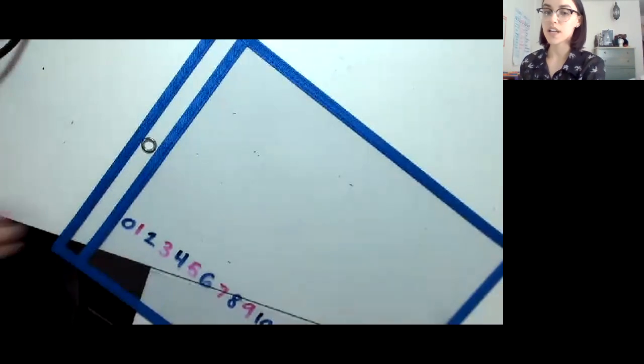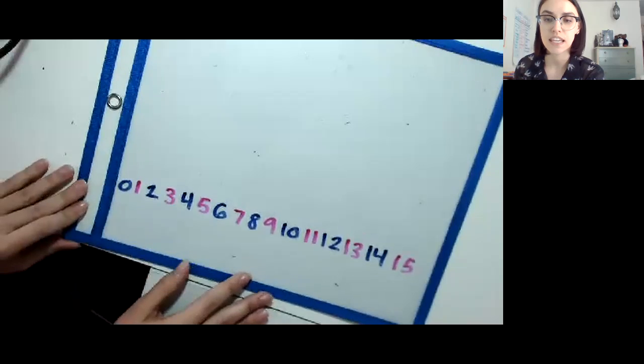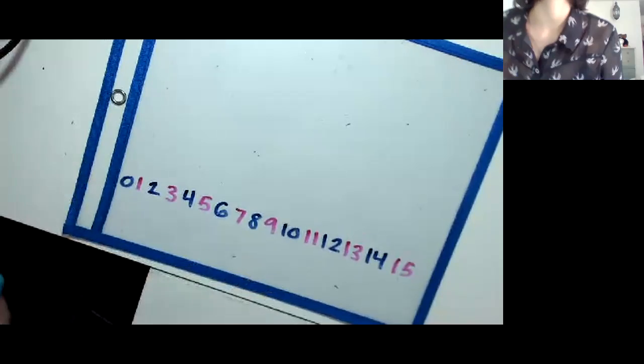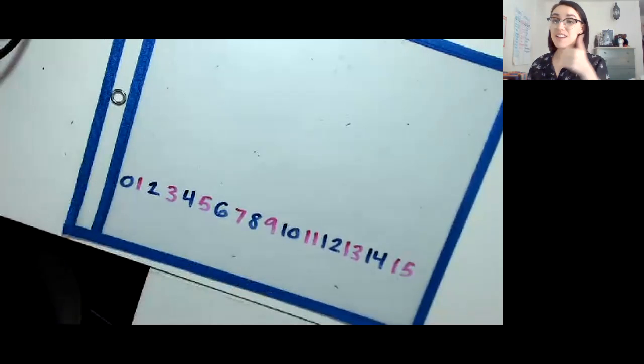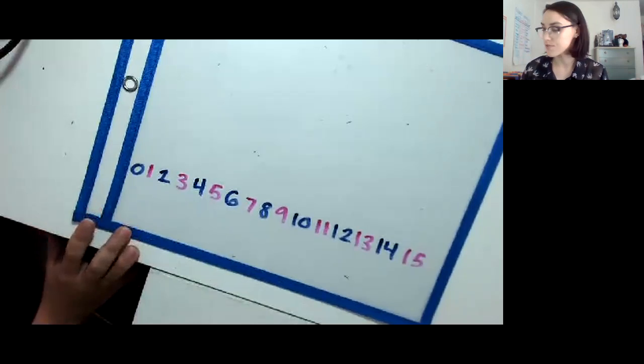Okay. So right here, I've written out the numbers 0 to 15. And I'm going to be using my counters to help us pair objects. That was one way we explored identifying even numbers. If each object has a pair or a partner, then it's even. Another way we had identified even numbers was seeing if it was the sum of a doubles fact.